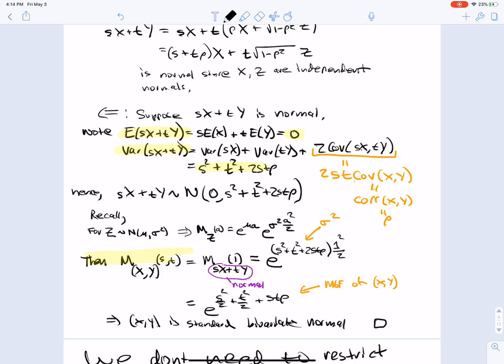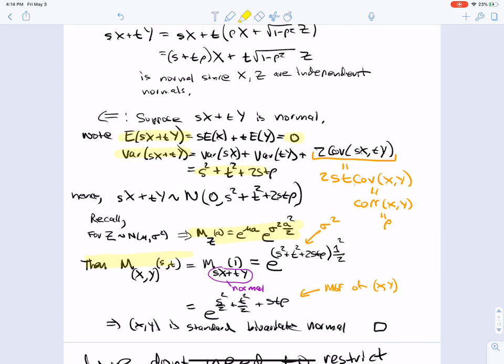And here I'm using the fact that I know what the MGF of a normal is, and I've written it above in this formula. Here mu is 0, but sigma squared is s^2 + t^2 + 2st rho, and a here is 1. So it follows then that XY is standard bivariate normal.